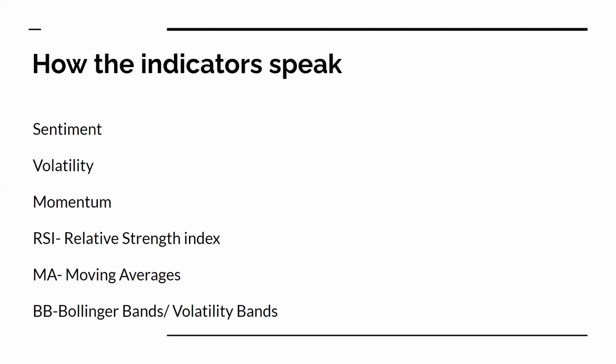So what is the Traders Dynamic Index made of? It's made of the RSI, that is the relative strength index. It's made of moving averages.